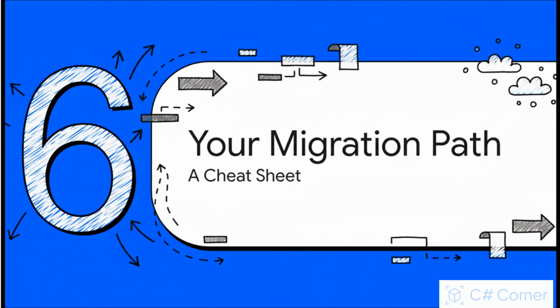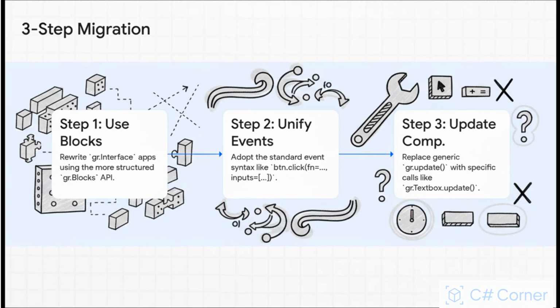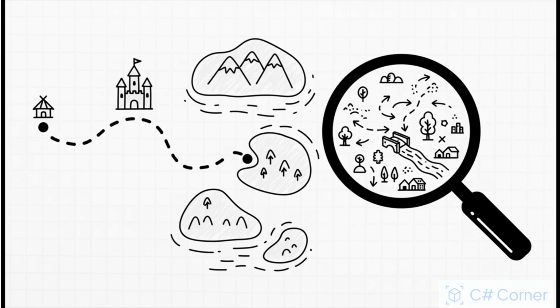Okay, we've covered a ton of ground. So let's try to boil all of this down into a clear, super manageable migration path. Think of this as your cheat sheet. Here it is, your 3-step plan. It's actually pretty straightforward. Step 1, convert all your old Interface apps to use the Blocks layout. Step 2, go through all your event triggers and make sure they're using the new standardized keyword argument syntax. And finally, step 3, hunt down every generic gr.update call and swap it out with the new specific component update method. That's it.